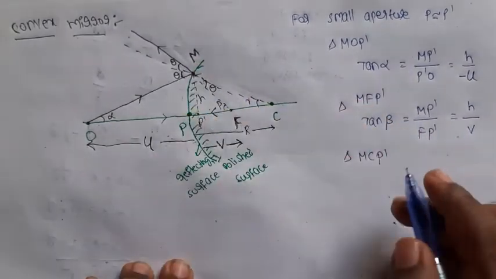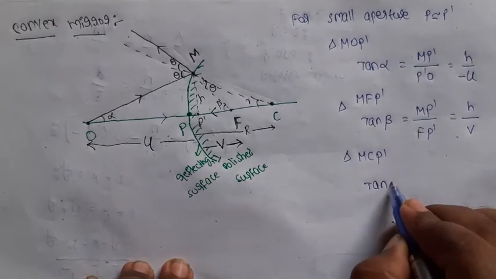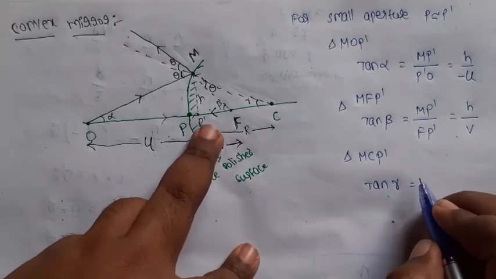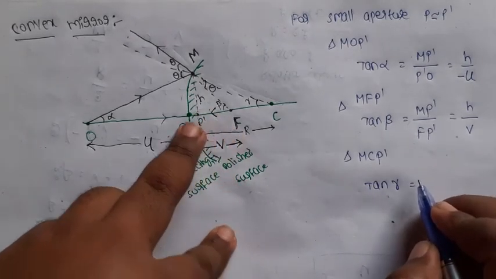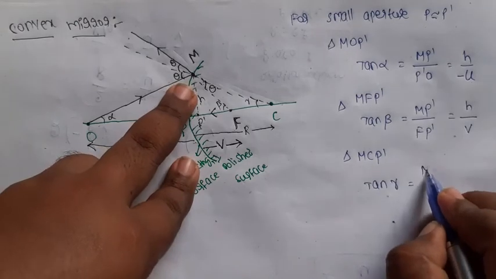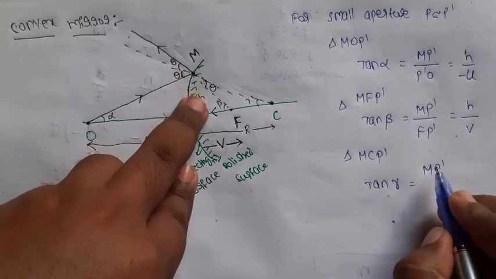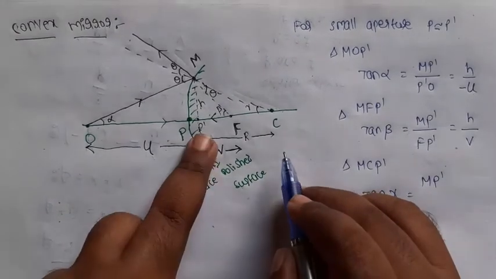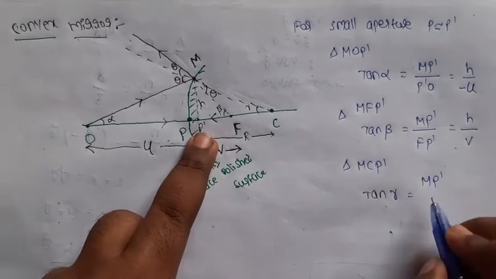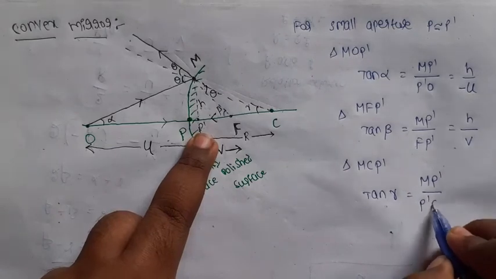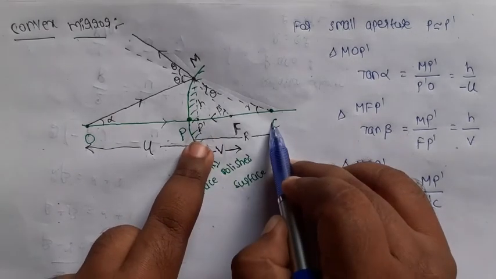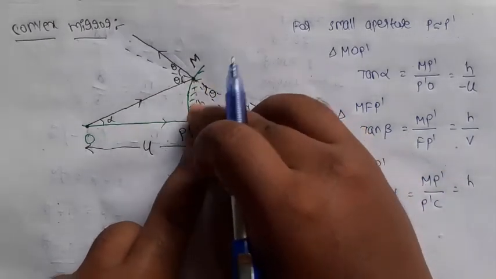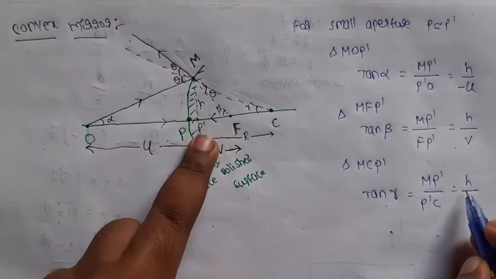Next, triangle M C P dash. This is the triangle, and this is the angle gamma. Applying the tan formula, tan gamma equals opposite side by adjacent side. The opposite side is M P dash, and the adjacent side is P dash to C. So M to P dash is h, above the principal axis, and I am taking it positive.